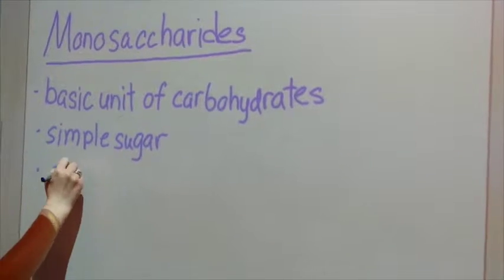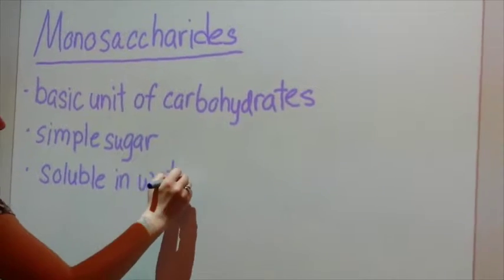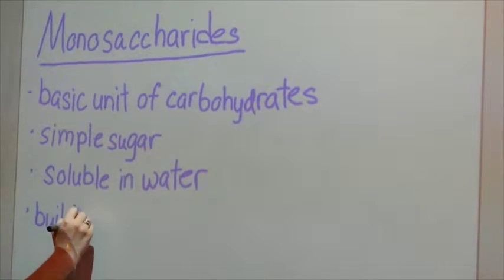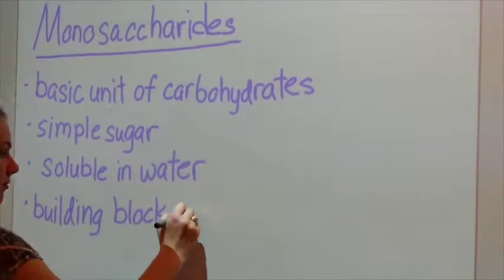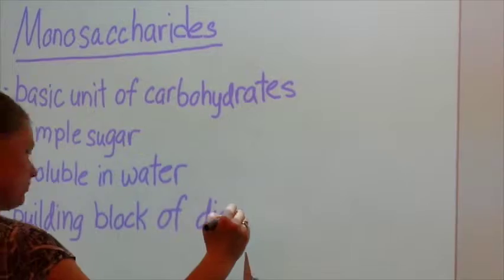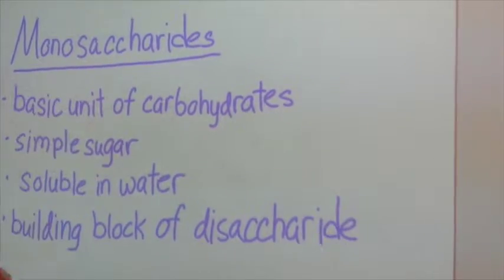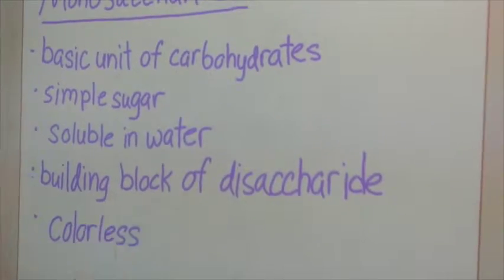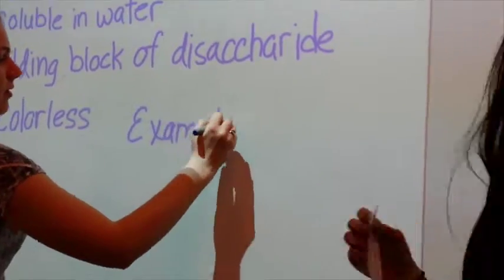Monosaccharides are soluble in water, colorless, and taste sweet. Some examples of monosaccharides include fructose and glucose. A little side note: glucose is found in plants and is the main product of photosynthesis.